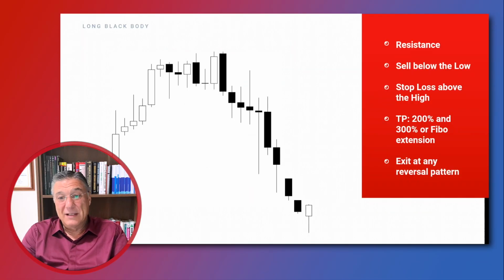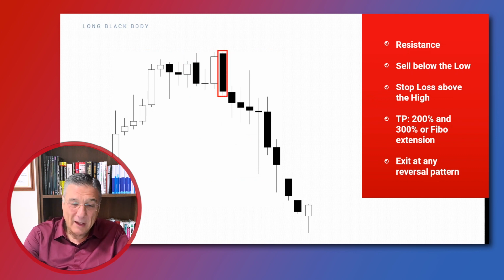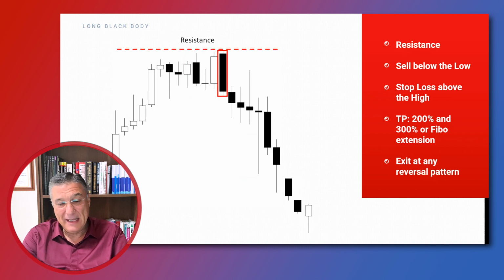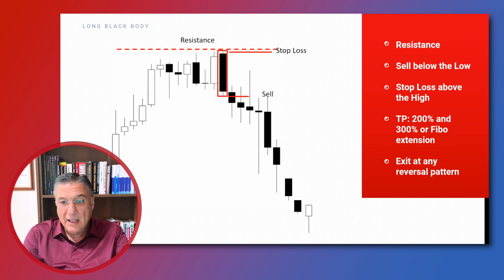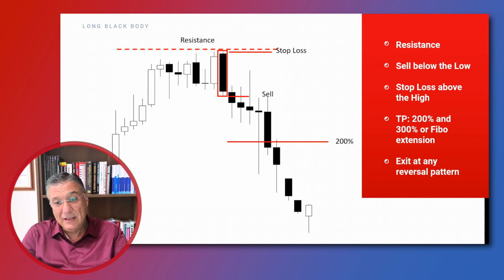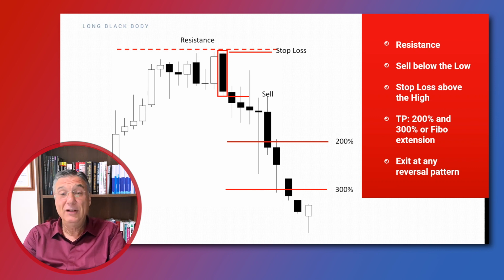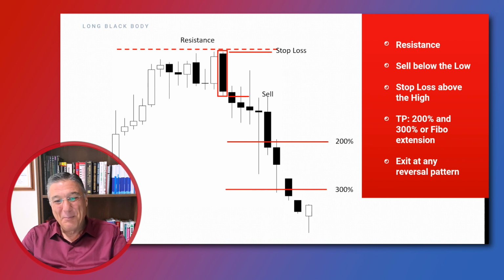Another improvement to our strategy, an upward rally. We identify the long black body near a resistance area. Now we have two reasons to open a trade, and of course we do that right below the low price of the long black body. We place a protective stop loss right above the high price of the long black body, and we're going to close part of our trade at the 200% level, right? And another part of our trade at the 300% level, and we're going to allow a small part of our trade to run even lower for more potential profits.